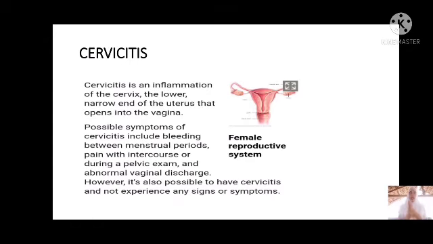So, the next problem of the cervix uterine is cervicitis. Cervicitis is an inflammation of the cervix, the lower narrow end of the uterus that opens into the vagina. Possible symptoms of cervicitis include bleeding between menstrual periods, pain with intercourse or during a pelvic exam, and abnormal vaginal discharge. However, it is also possible to have cervicitis and not experience any signs or symptoms.